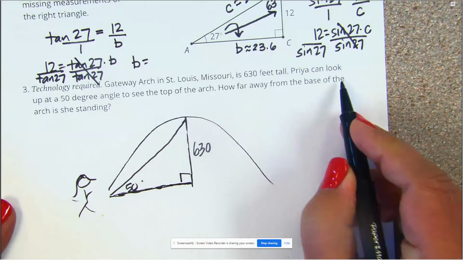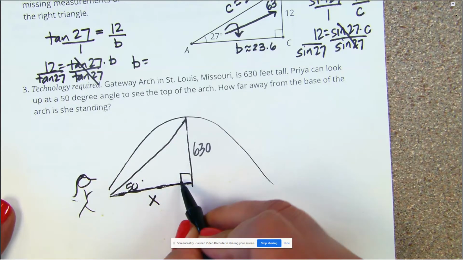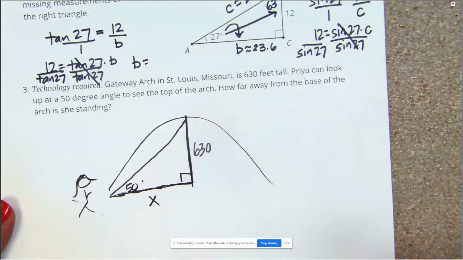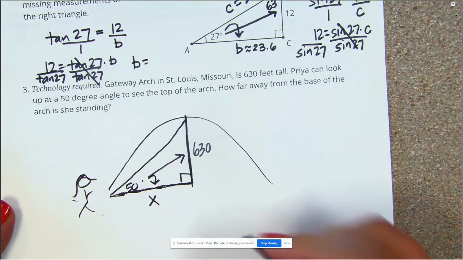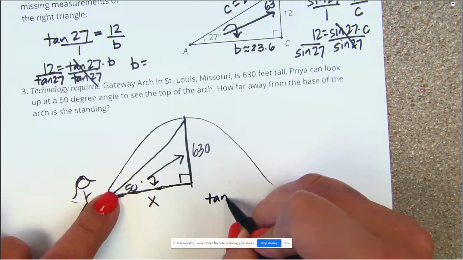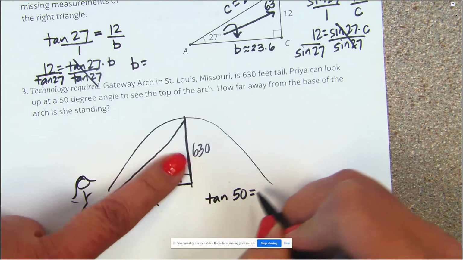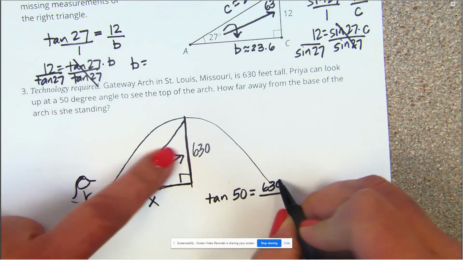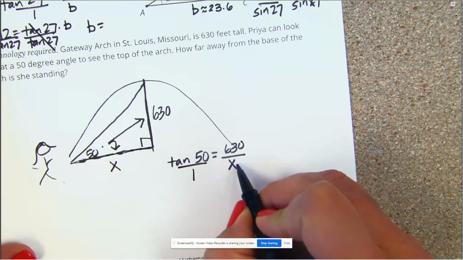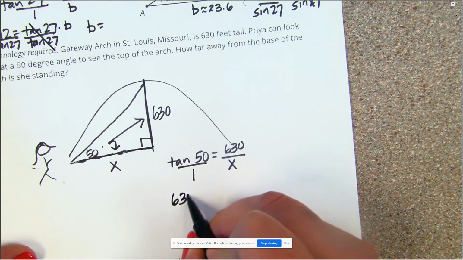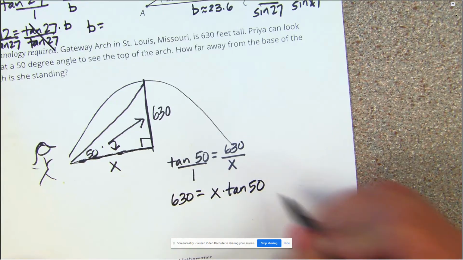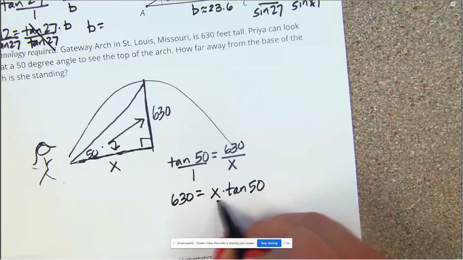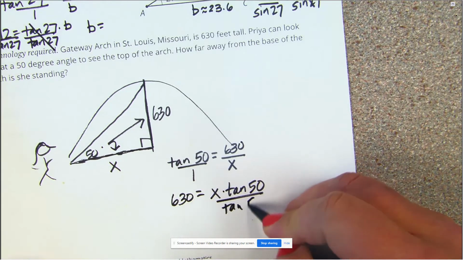How far away from the base is she? So this time we've got opposite and adjacent. Tangent. Tangent of 50 is opposite over, I don't know, create a proportion, 630 equals x times the tangent of 50. Got to get x alone. Divide by the tangent of 50.